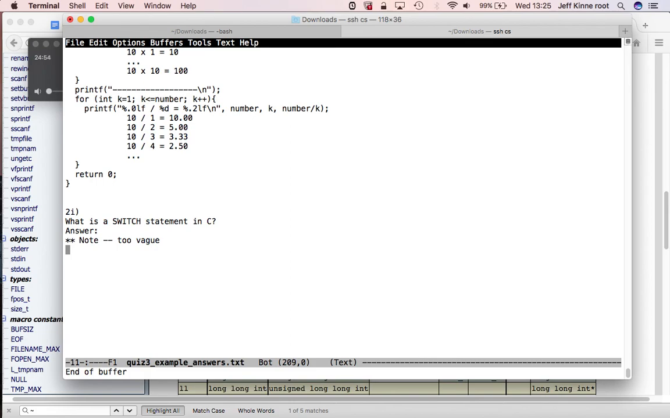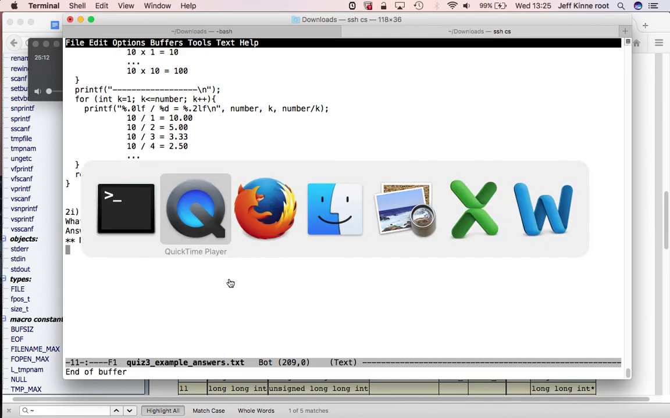Okay, what is a switch statement? You could say what it's used for. You could say something about it: it takes an integer or a character and makes it easy to do different things depending on the value of the integer or character. All right, we'll call that it for this one.